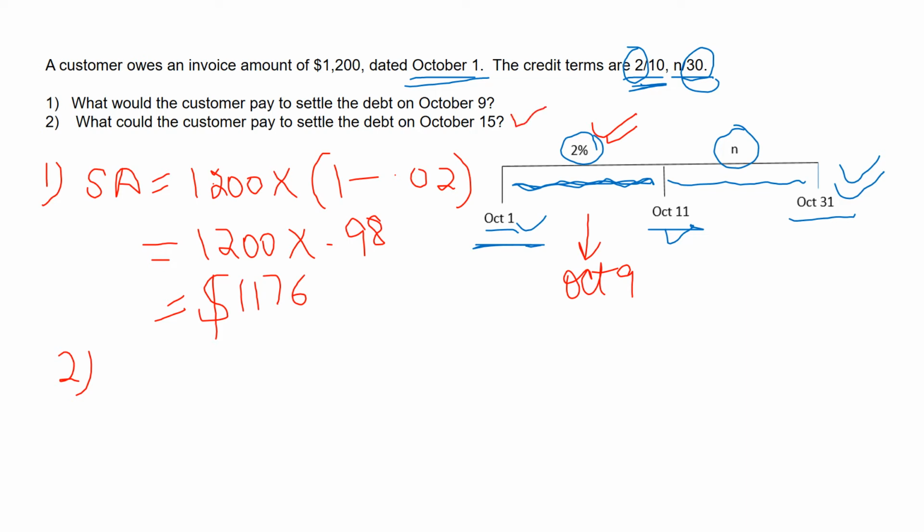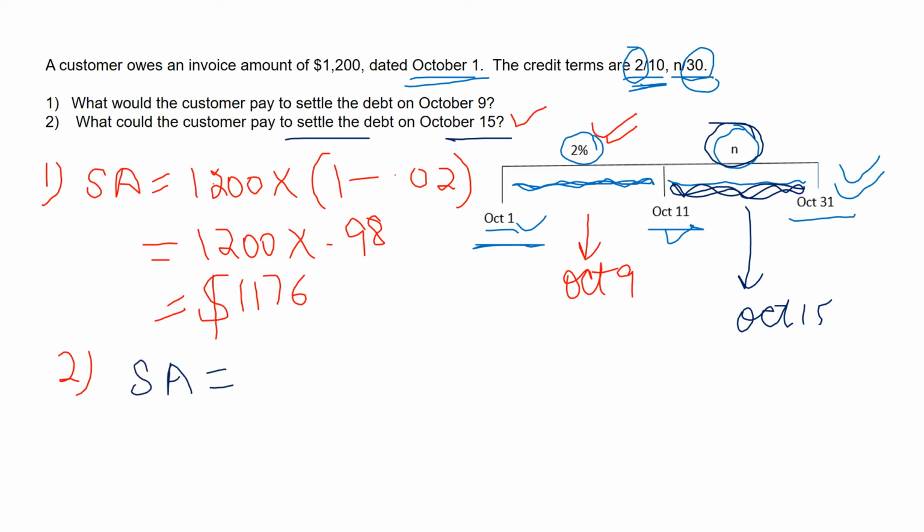Now October 15th is in the net amount period, right? So this is October 15th, and anything in this time slot is eligible for net amount. So here the customer pays the net amount, right? That is, the settlement amount is the net amount, which is 1200.